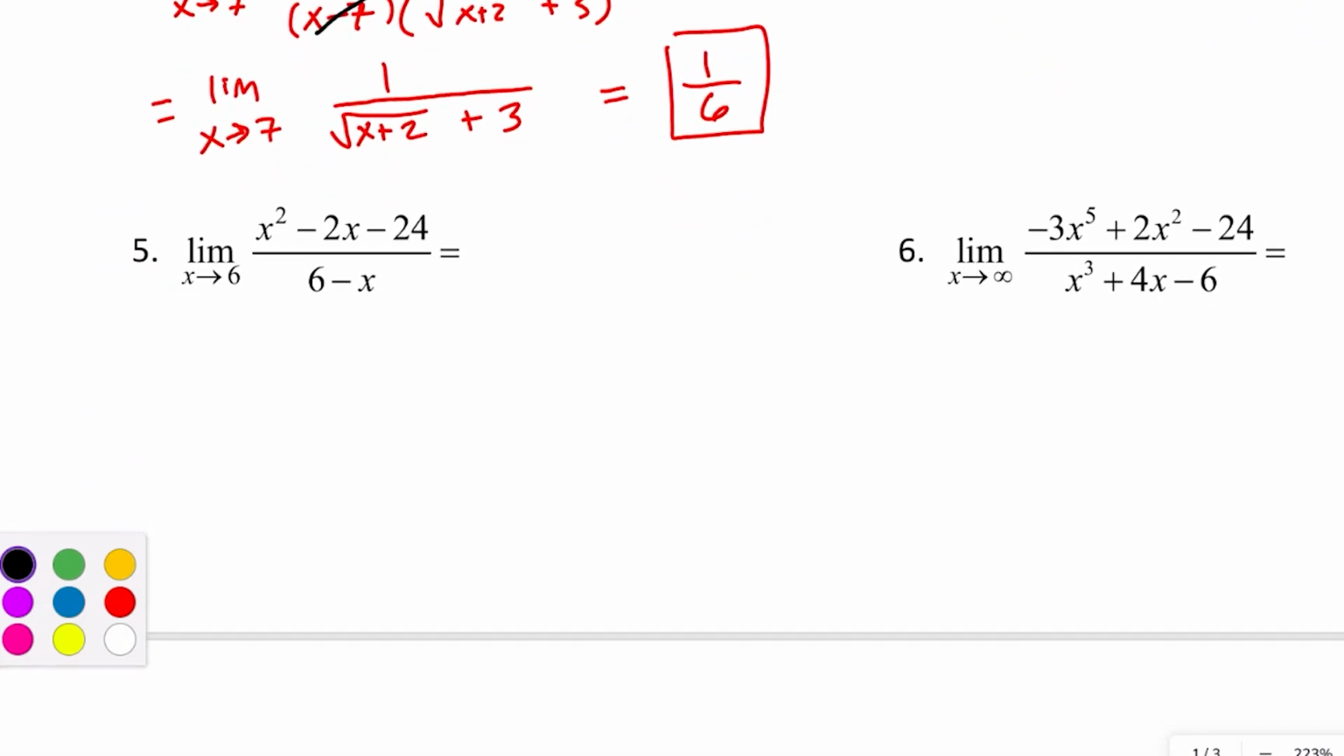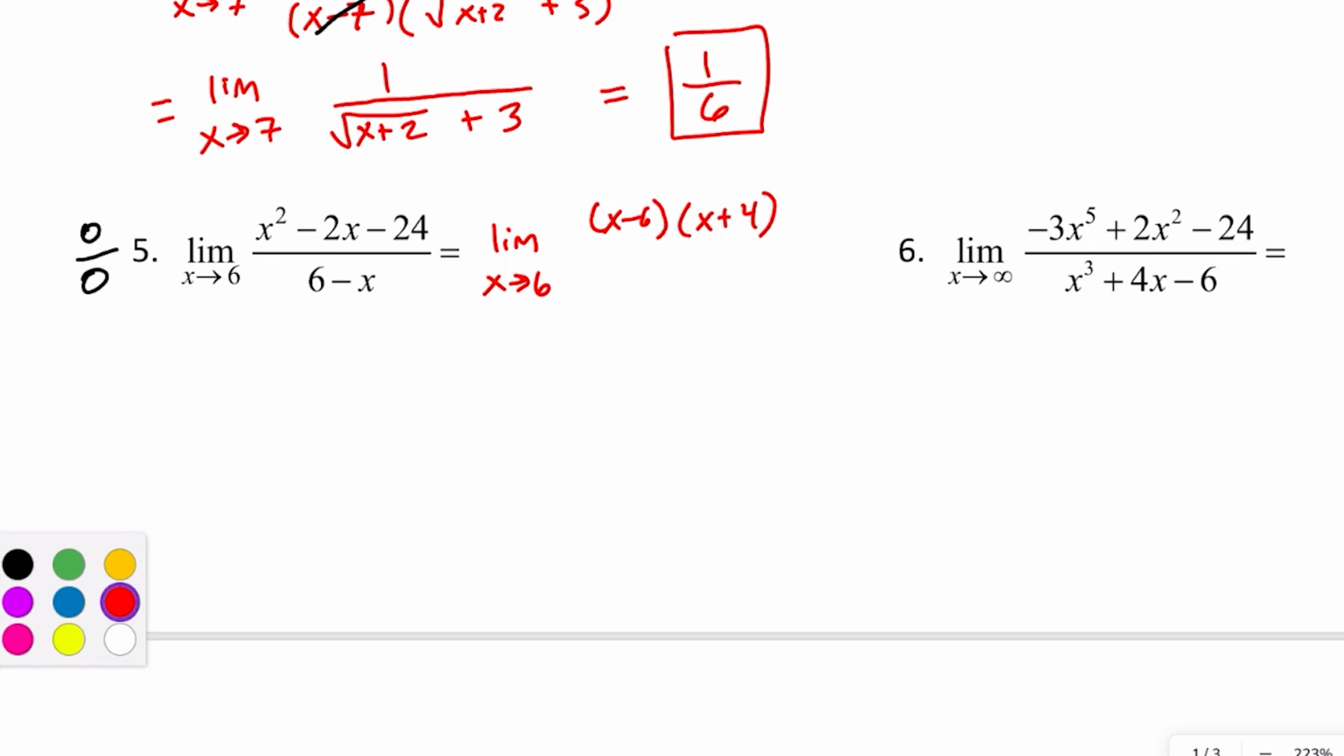Okay, we get just a couple more throwback examples here. Number 5, you could try to plug in 6, but you're going to get 0 over 0 again. So this is a case where we want to look for something to cancel. Now, if you factor out that numerator, you're going to get x minus 6 times x plus 4. But that doesn't exactly cancel out with 6 minus x.